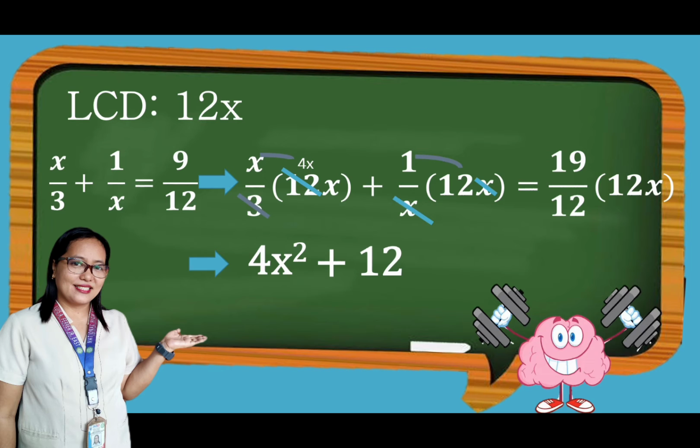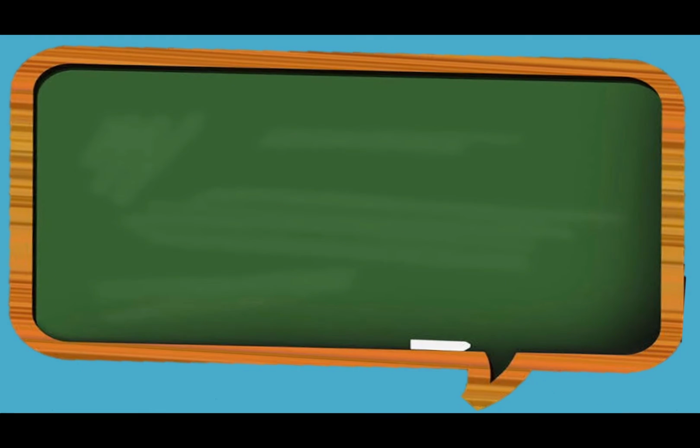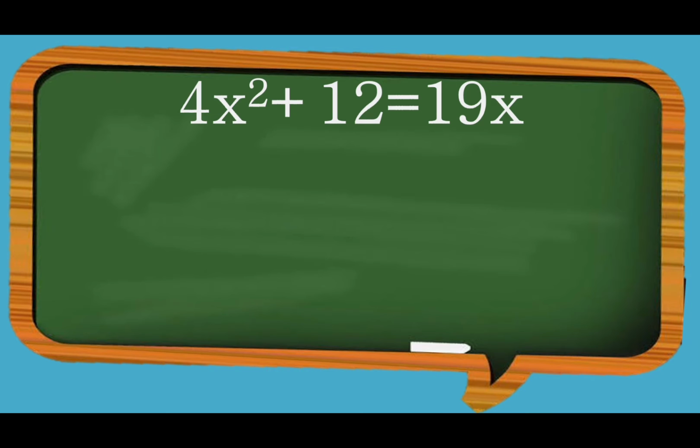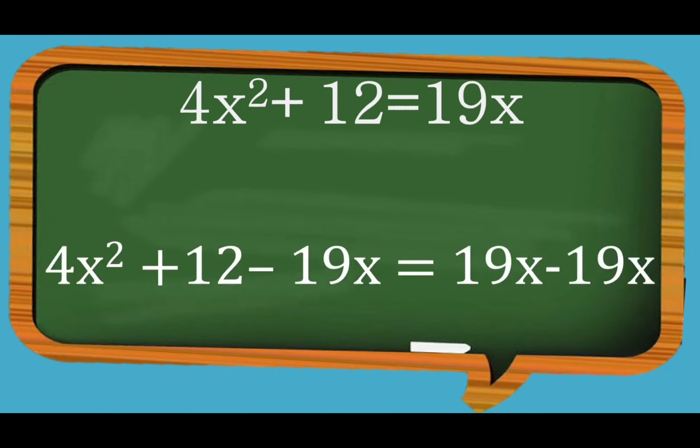Then, we can divide 12 and 12. That is equal to 19 times x is 19x. We have 4x squared plus 12 equals 19x.